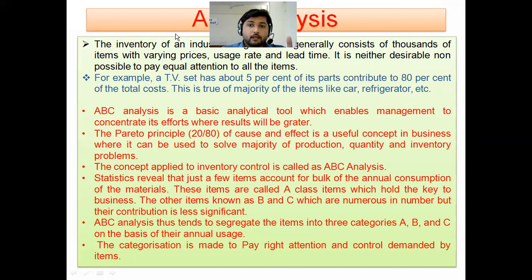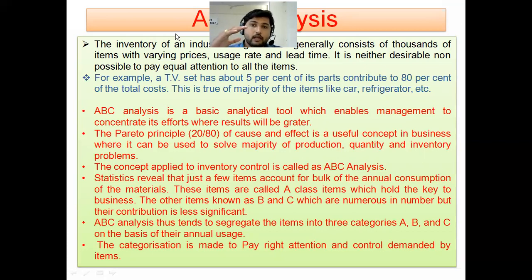Now here the goods are segregated into 3 categories. Goods means the raw materials, semi-finished products or spare parts which are required to produce the product. So the inventory of such products is segregated into 3 parts: A, B and C. A class, B class and C class.